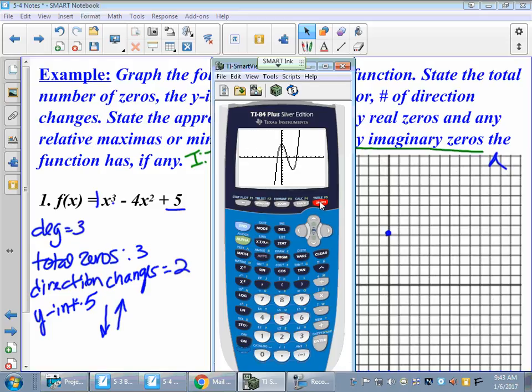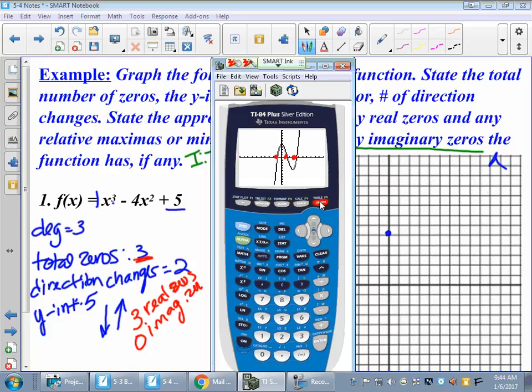Yep, it starts down, ends up. That's good. I can see where it crosses the y-axis at 5. And then I can also see that I have a minimum and a maximum value. So I'll have to calculate 2 values, minimum and maximum. And then I'll also have to calculate these 3 zeros. So here's a 0, here's a 0, here's a 0, which tells me I have 3 real zeros. Okay, and then if I have 3 real zeros and I had 3 total zeros, that means I have 0 imaginary zeros. So just mentioning that tells me you know what you're talking about.